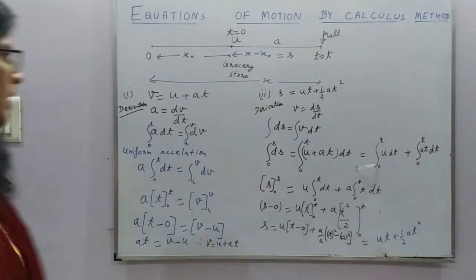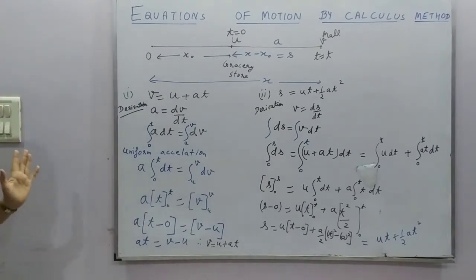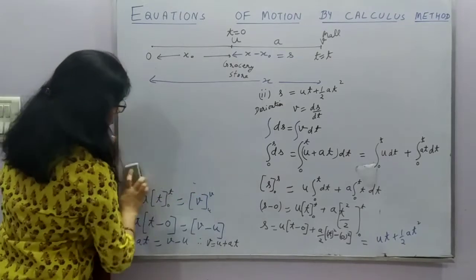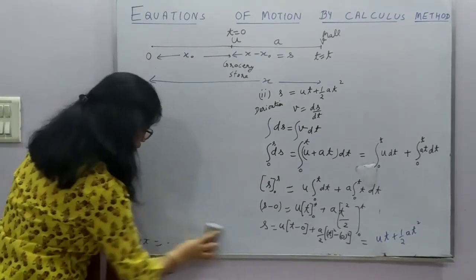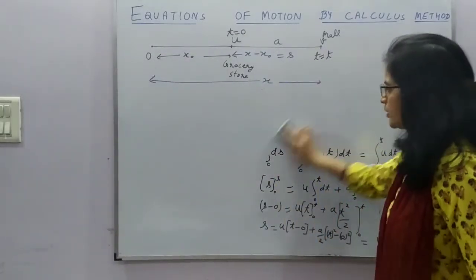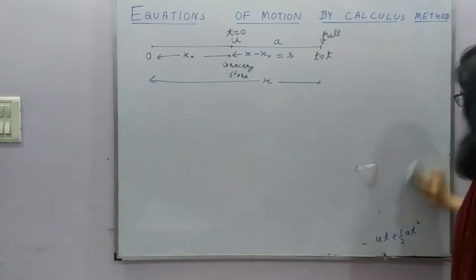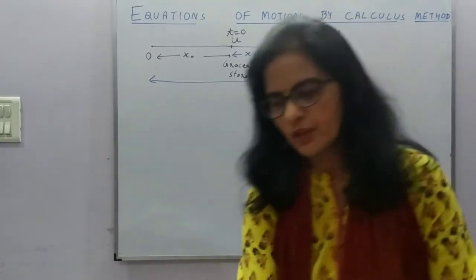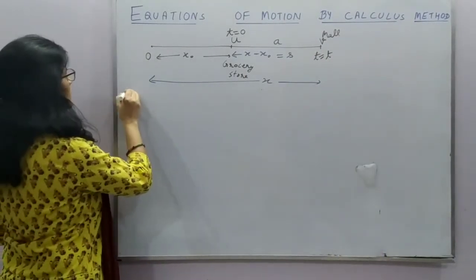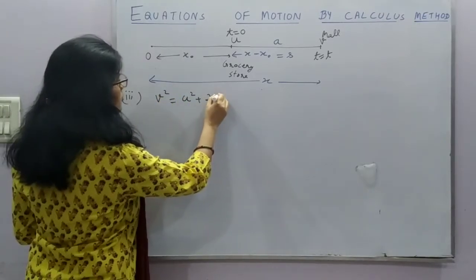I hope you understood. So let's do the third equation of motion now, right? What is the third equation of motion? You all know that the third equation of motion is v square is equal to u square plus 2as, right? So let's first write down the third equation of motion. This is v square is equal to u square plus 2as.